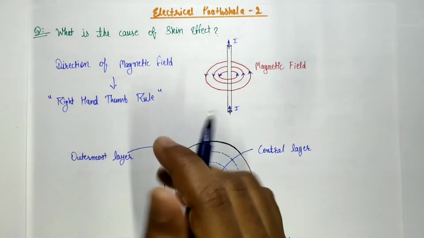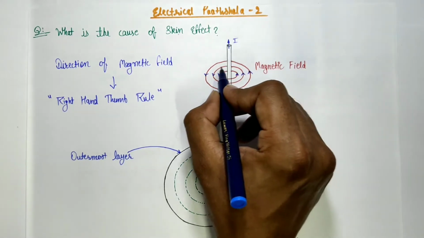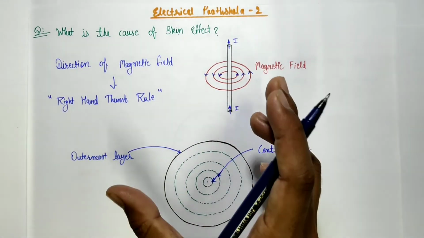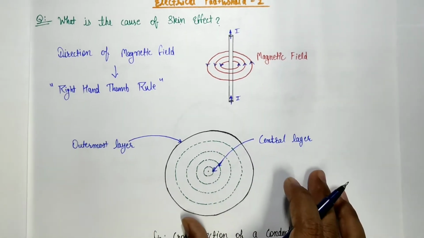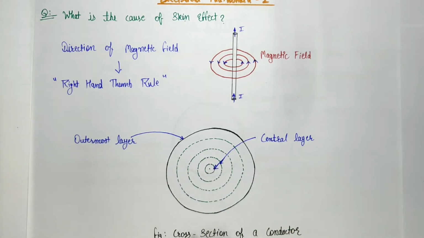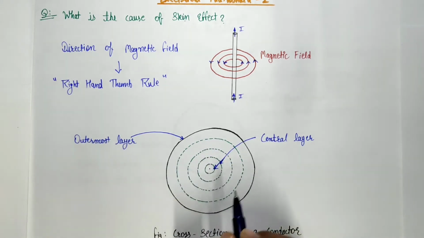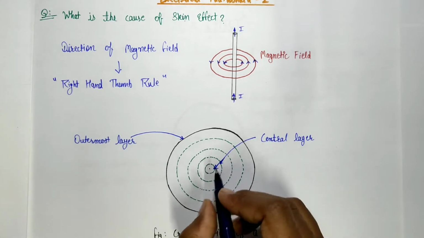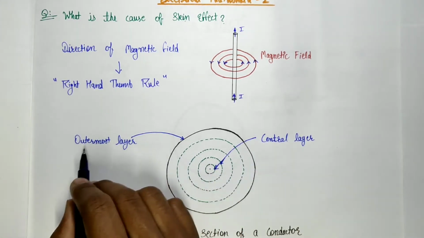Now what we learned here is that whenever current flows through any wire or conductor, it will produce a magnetic field around that wire. Now guys, a conductor can be assumed to consist of several layers or several concentric cylindrical shells, as you can see here in this figure. In this figure, the cross-sectional area of a conductor is shown, and a conductor can be assumed to consist of several concentric cylindrical shells. Like here, this is the central layer, first layer, second layer, and so on, and finally the outermost layer.